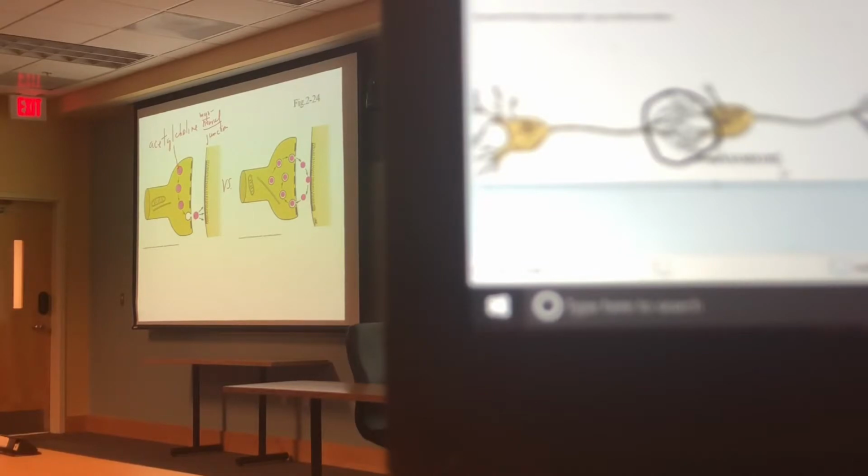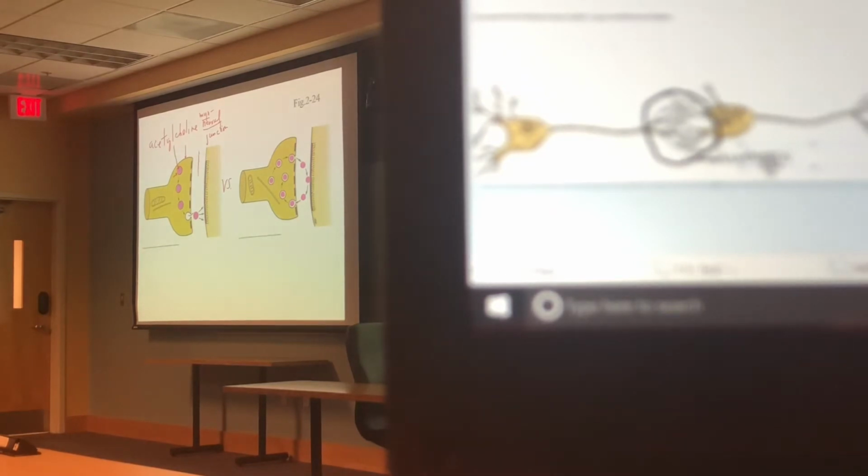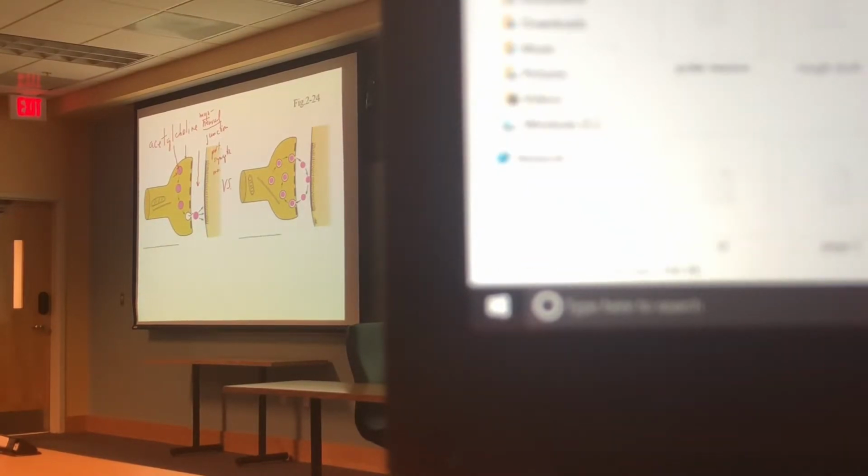See, acetylcholine, that's a neurotransmitter. Guys, look here. You see little dots. The dots represent the neurotransmitter inside the vesicle. And notice what happens. Here's the presynaptic terminal, right? It fuses with the membrane, and then the neurotransmitter is released into the cleft, right? And then here's the postsynaptic membrane, right?